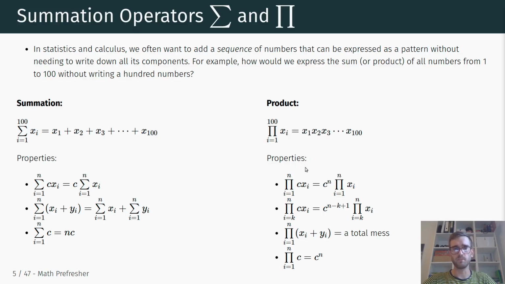And there are similar properties, although we have to be a little bit careful since now constants are multiplied, not just added, right? So as soon as we have a constant times xi, we have to take care. We can't just pull the c out in front of the product. Since c is multiplied n times in this product, when we pull out the constant in front of the product sign, it has to be c to the power of n, of course, because c is multiplied by itself n times within this notation.